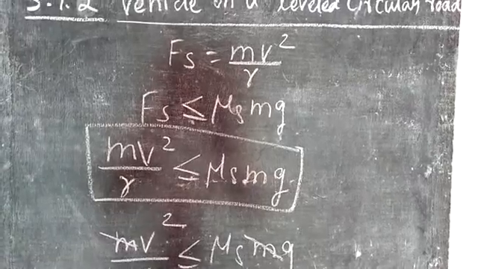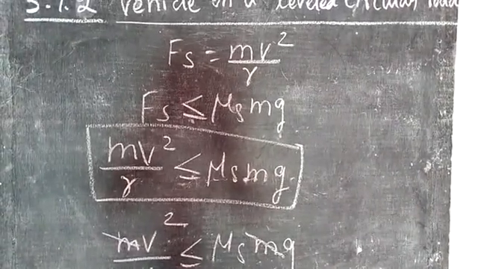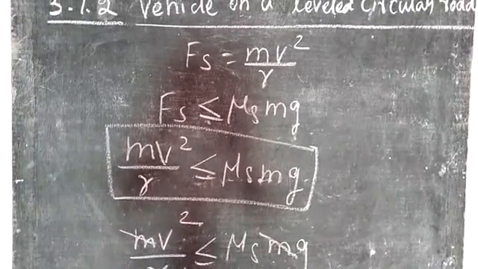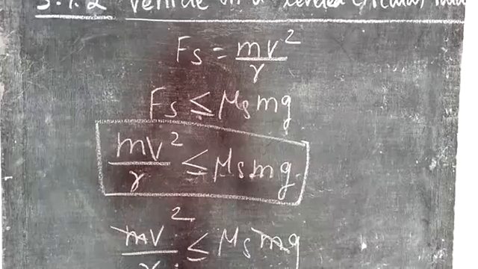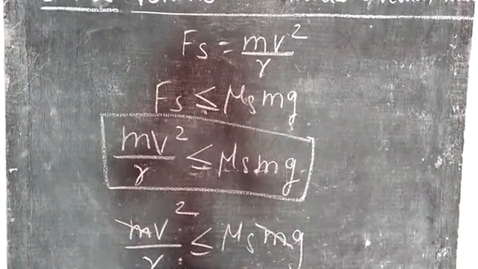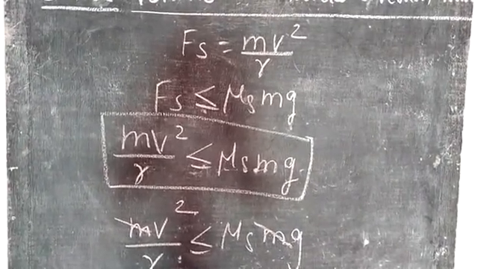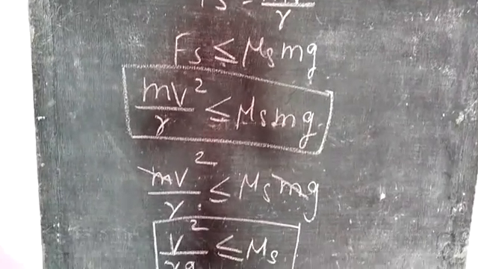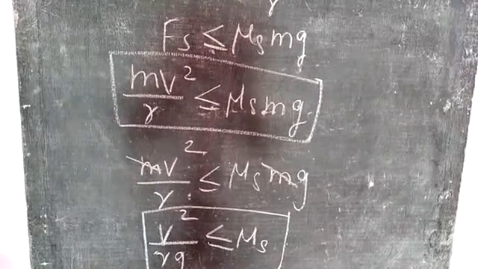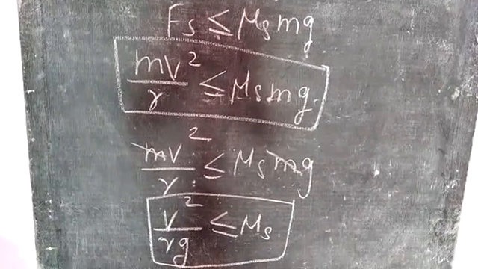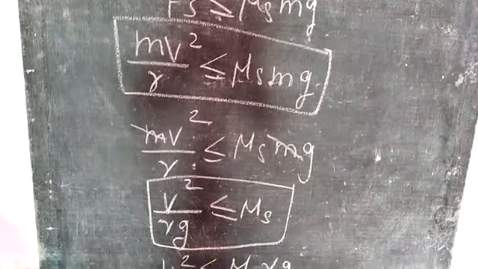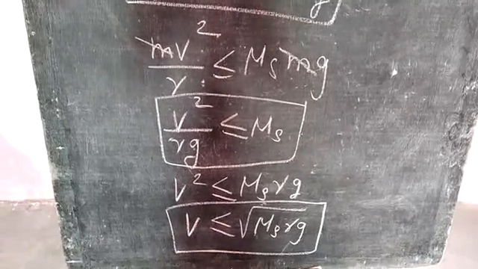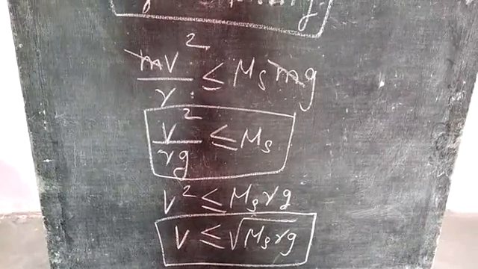Fs equal to mv square by r, the frictional centripetal force. The coefficient of static friction gives Fs less than or equal to mu s mg. So equating, mv square by r is less than or equal to mu s mg. The m cancels, so v square by r is less than or equal to mu s g. So v square is less than or equal to mu s r g. So v is less than or equal to square root of mu s r g.